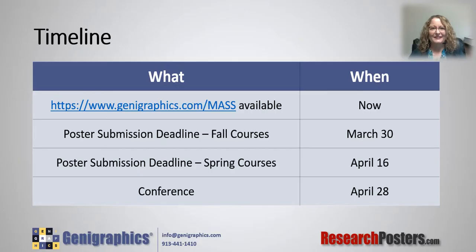The timeline is that we have our website available now for you to download templates, get more information, and upload your poster file. This is the website. For poster submissions, we would like the fall courses to have their poster files uploaded by March 30th and spring courses by April 16th. The conference will be April 28th. The difference in time here is that we need time to process the files and to make sure that the resolution, links, everything is working perfectly for the virtual poster session.